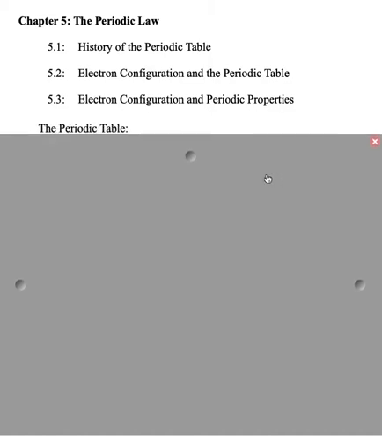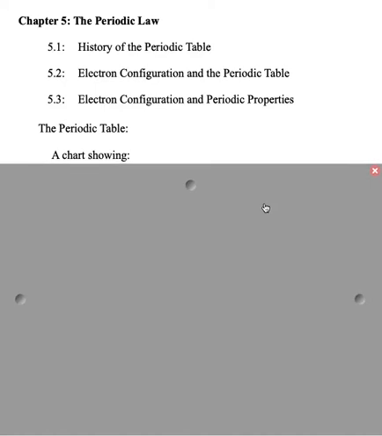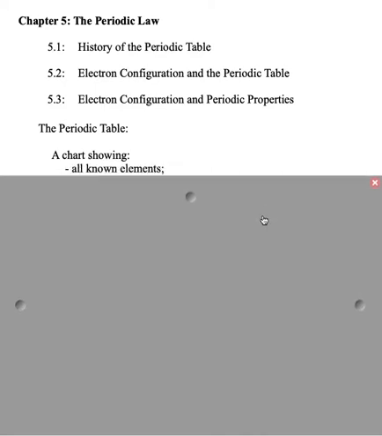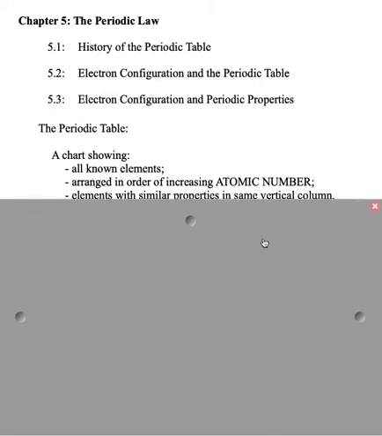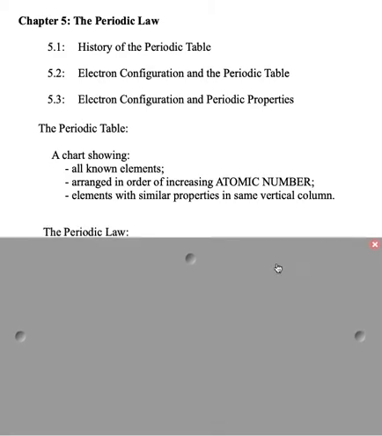elements. The periodic table is a chart that shows all the known elements, arranged in order of increasing atomic number, also arranged so that elements with similar chemical and physical properties are in the same vertical column, which we call groups or families. This is a manifestation of what's called the periodic law.